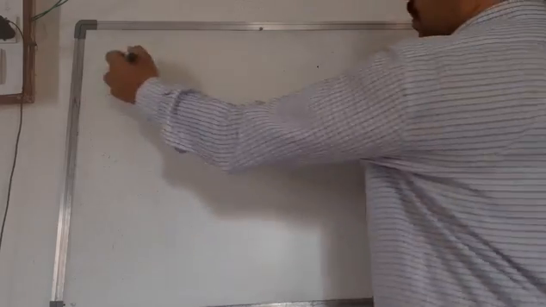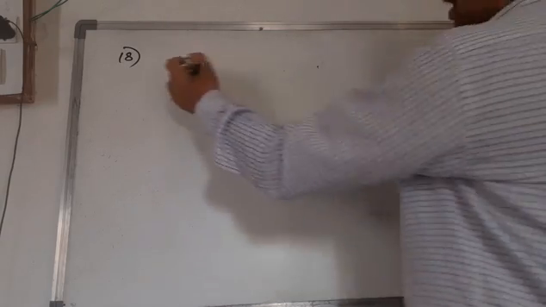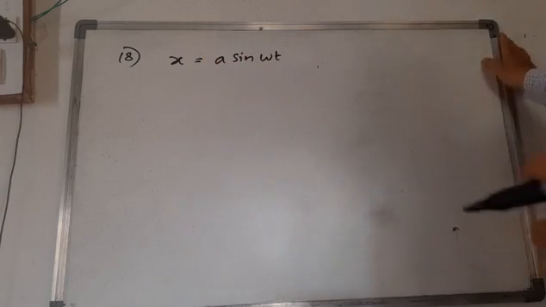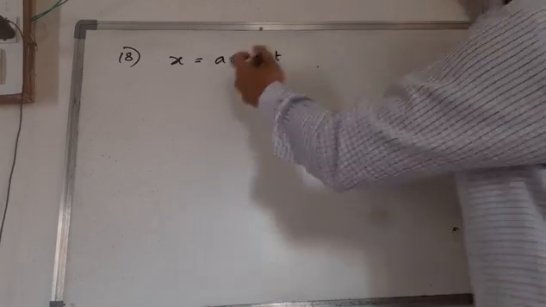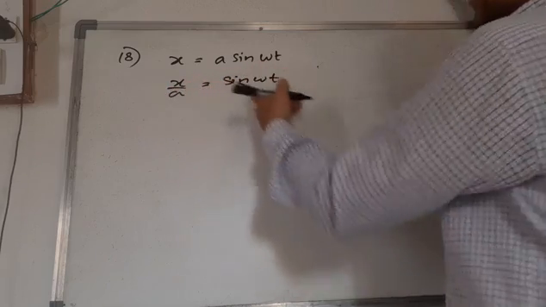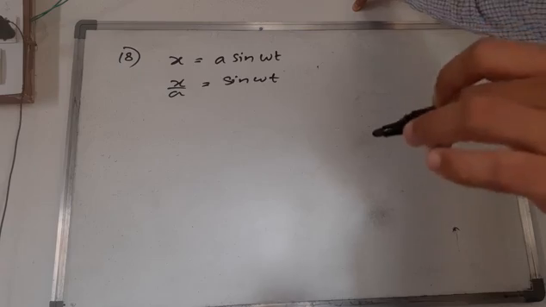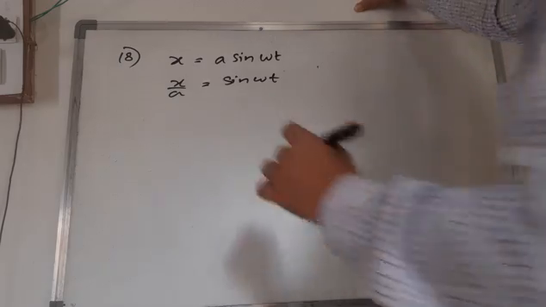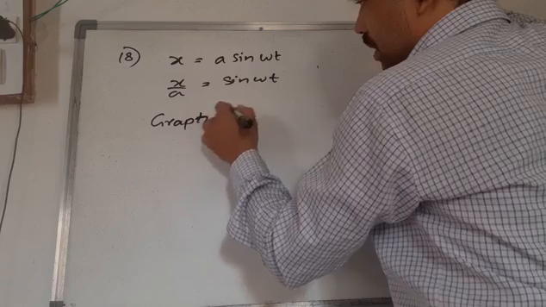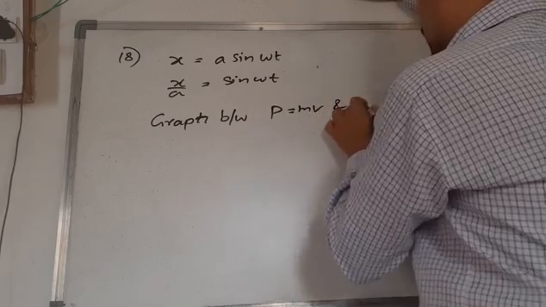Now 18th question. In the 18th question, what he is saying is the displacement is given as x is equal to a sin omega t, and from this we have to write x by a is equal to sin omega t. Why I am writing like this: he is asking for the graph between momentum p is equal to mv and displacement.